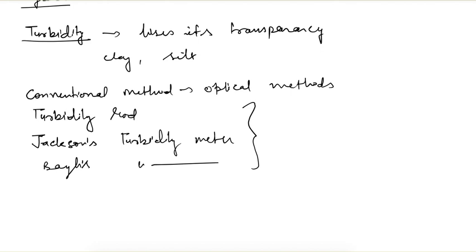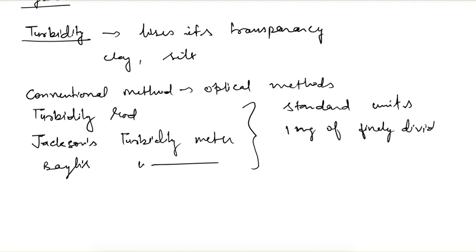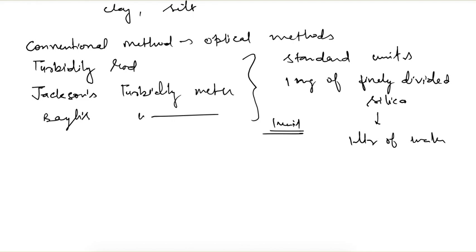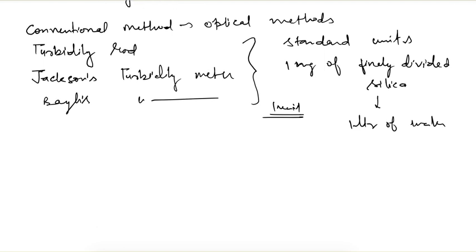Now the unit in which these instruments measure turbidity. The standard unit we use for these instruments is given by taking 1 milligram of finely divided silica and mixing it with 1 liter of distilled water. That will give you 1 unit of turbidity, or the one standard unit of turbidity. All these three instruments use these silica turbidity units, whereas the modern turbidity meters use a different unit. So let's see these methods first.